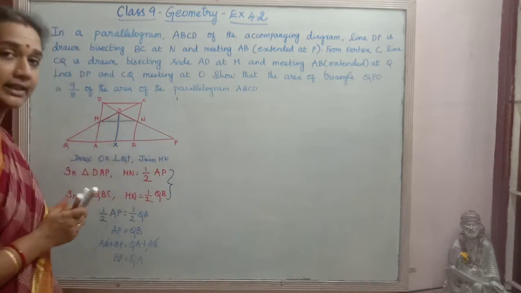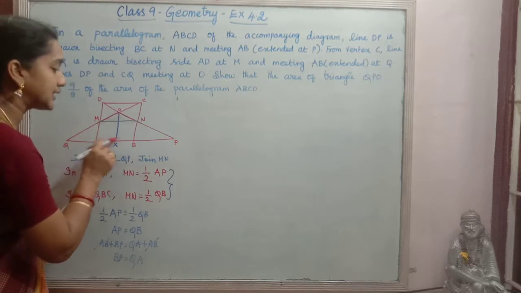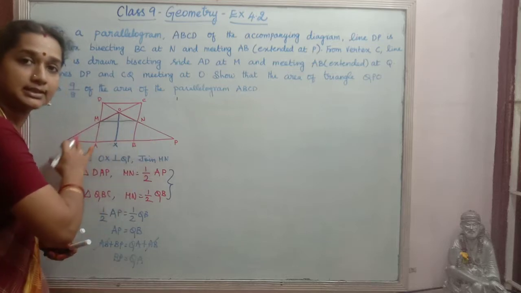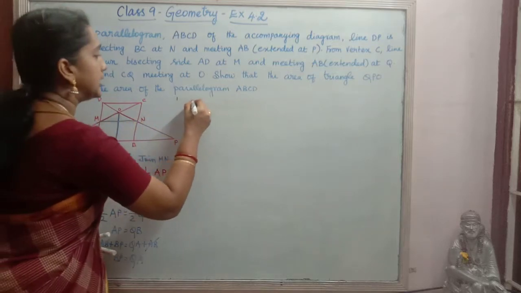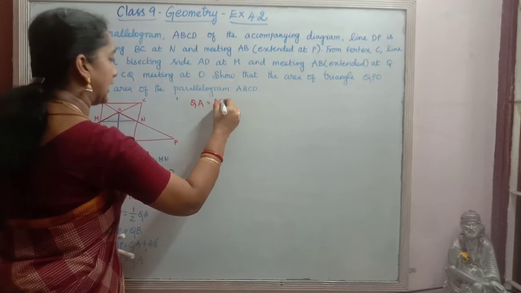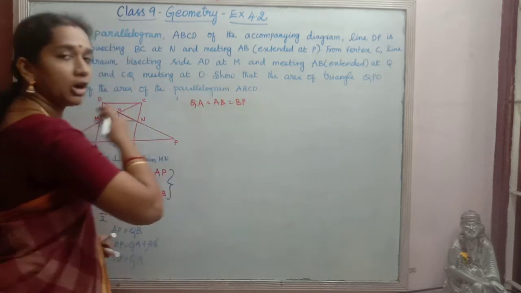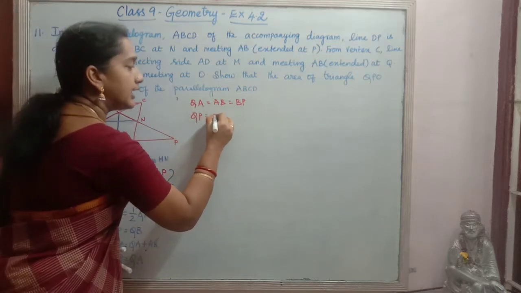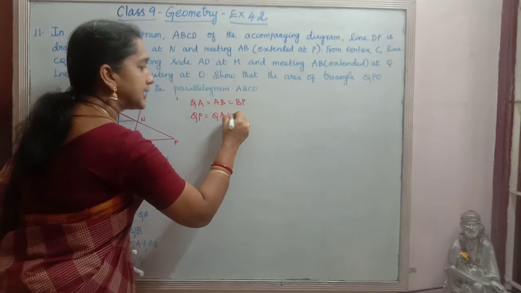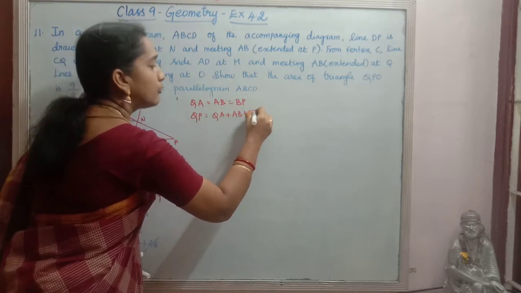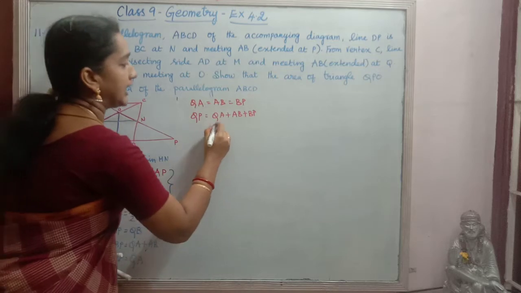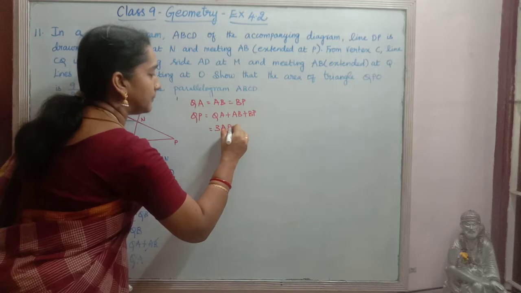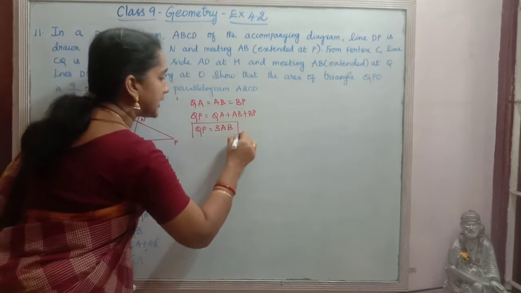From this it is clear that the points A and B are at equal distances between Q and P. So we can write QA is equal to AB is equal to BP. All are at equal distance. So we can write QP as 3 times AB, that is QA plus AB plus BP. Replacing QA and BP with AB, we write 3AB. So we got QP as 3AB.